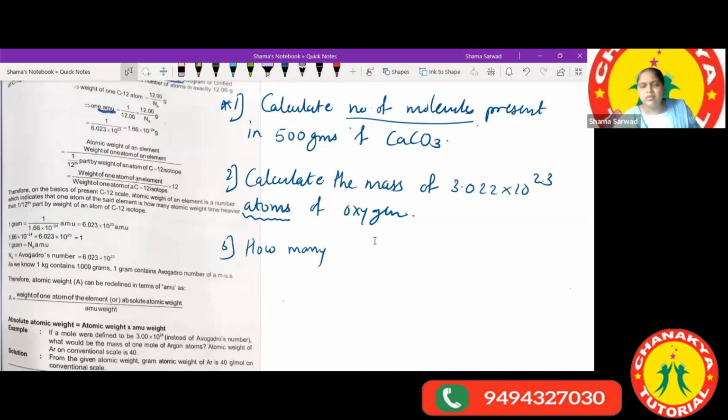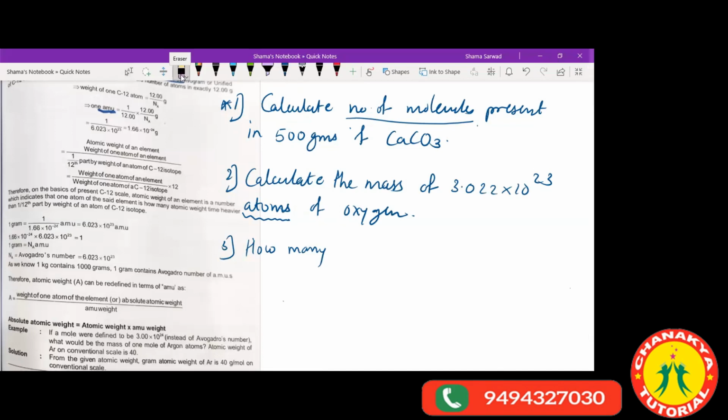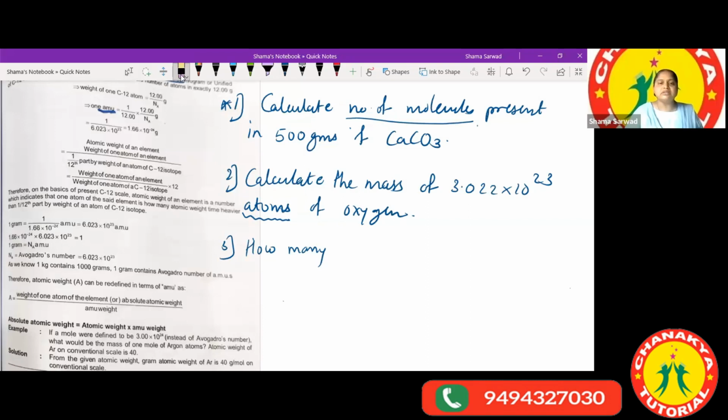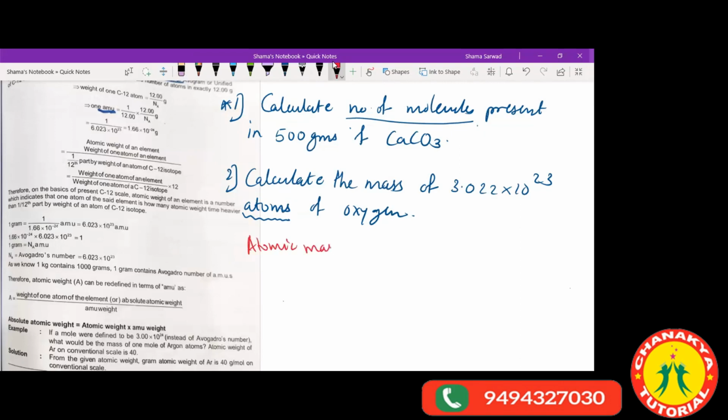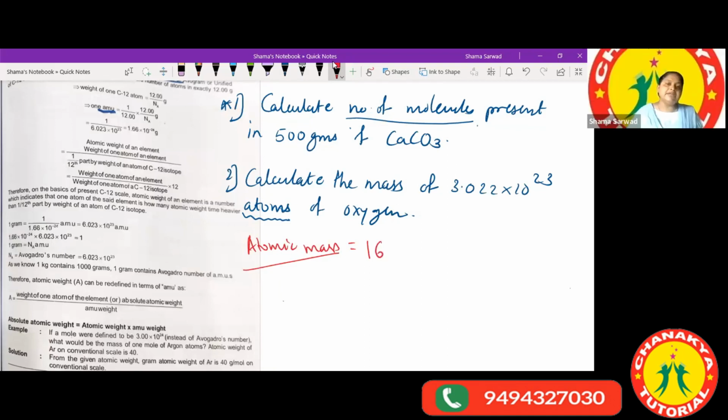What have you calculated for the oxygen? Mass of 3.022 into 10 raised to 23 atoms of oxygen. Atoms have been asked, it's not a molecule. Think. How will you calculate it? Atomic mass of oxygen? 16. Correct? Yes, it's 16, the atomic mass.